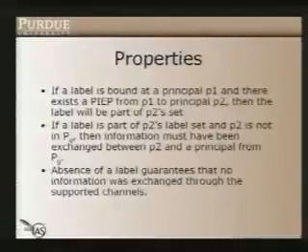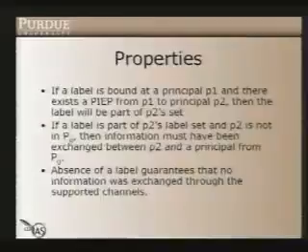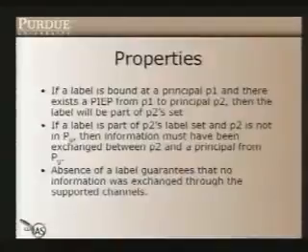Furthermore, if you find a label at P2, and P2 is not a principal that could have generated this label itself, then information must have been exchanged between P2 and a principal who could have generated this label. And as a consequence of that, we can see the absence of a label as a guarantee that no information was exchanged between a principal that could have generated a label through the channels that are supported in an actual implementation, and not considering covert channels.